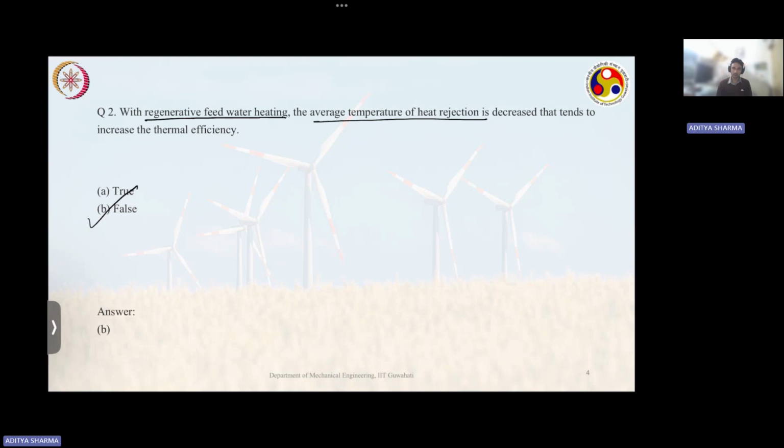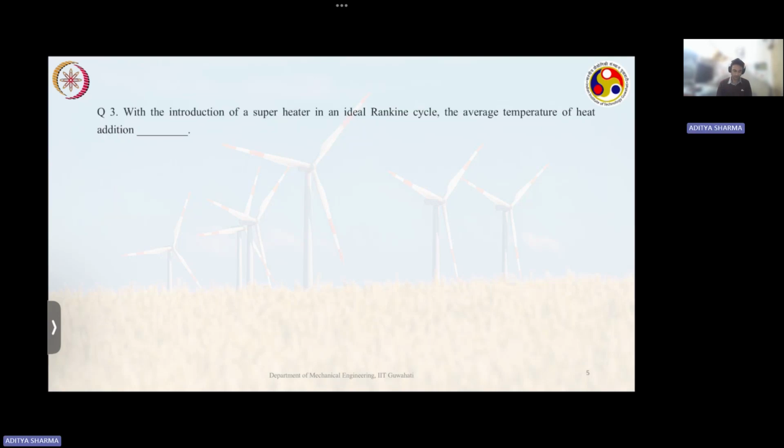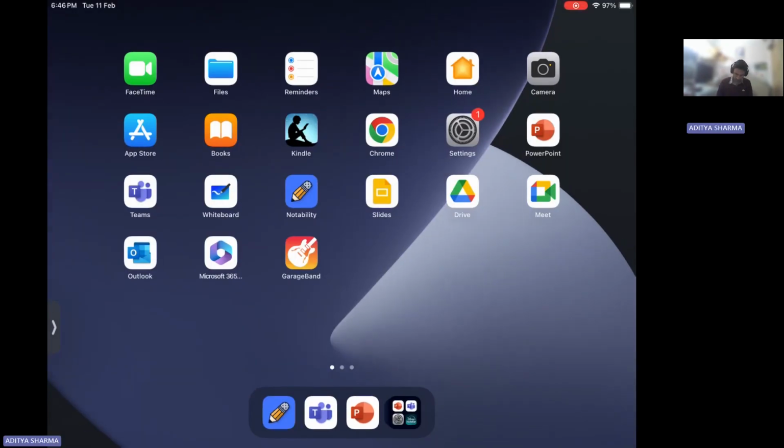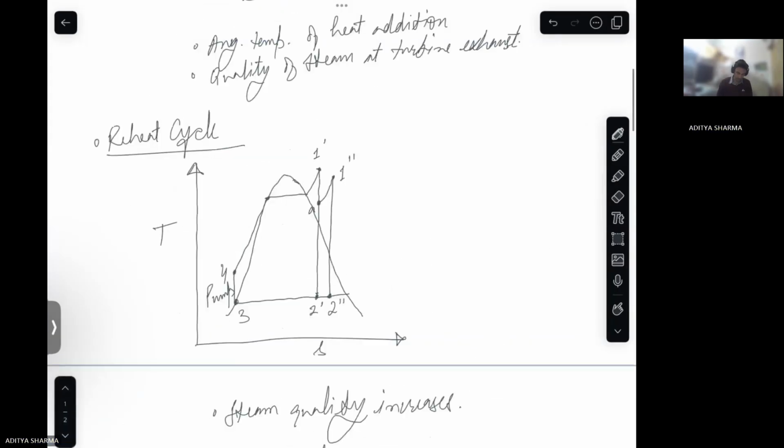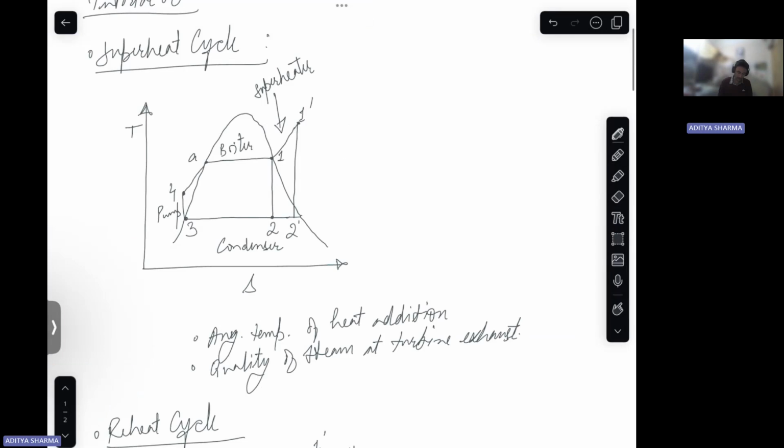Then let's move on to the next question. Question number 3. So please read the question. Question says that with the introduction of a superheater in the ideal Rankine cycle, the average temperature of heat addition. Because the question talks about superheater, we will go to superheater. This is the superheat cycle where we have superheater.